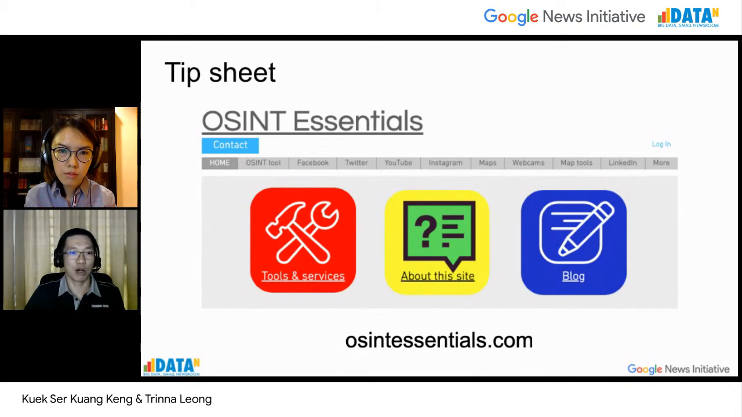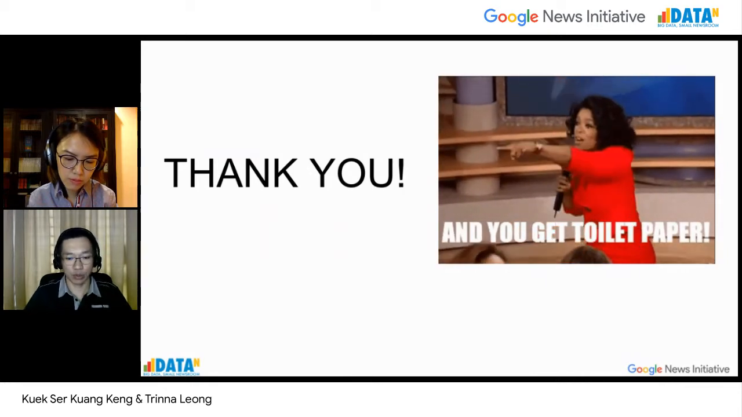The last tip sheet that we want to share is from our friend, Owen Sweeney, who is also our trainer. So he actually trained Trina and I so that we can train the journalists in our region, right? So he is our guru. He's a great guru, right? He has put together a collection of tools that can help you to do open source investigation. In short form it is OSINT. OSINT stands for Open Source Investigations. So his website is osintessentials.com. All right, take a photo, screen cap. 1, 2, 3. All right, so thank you very much.